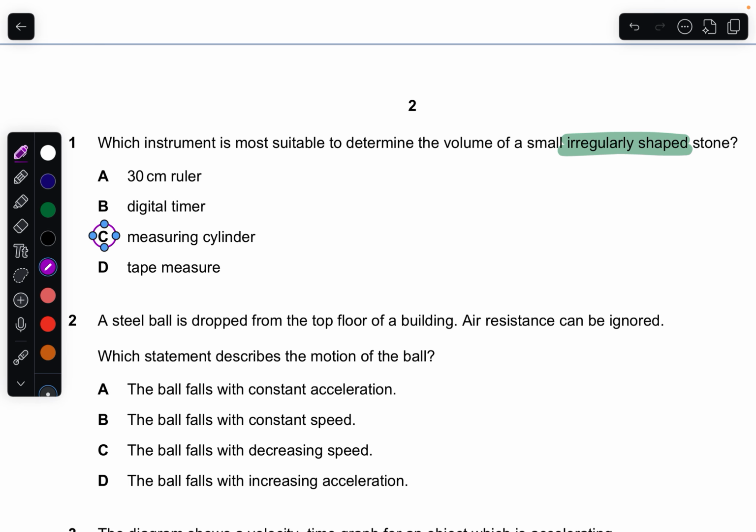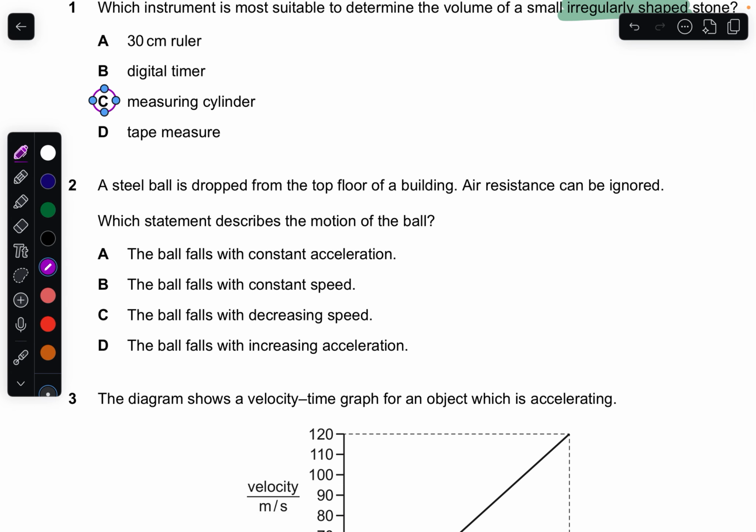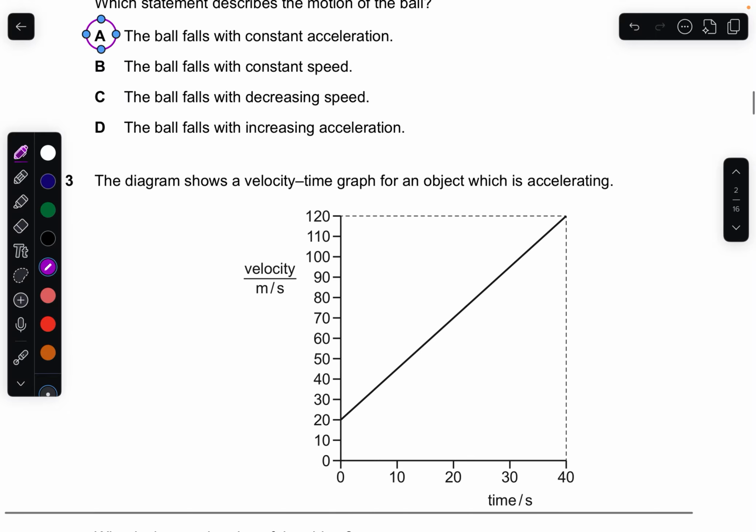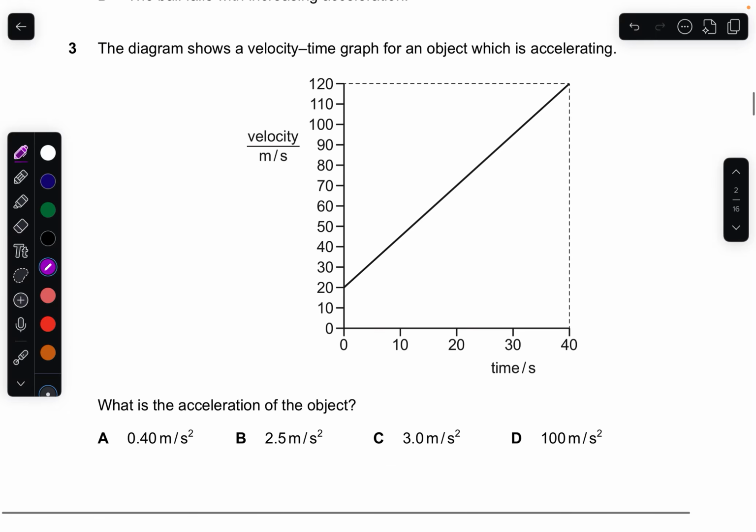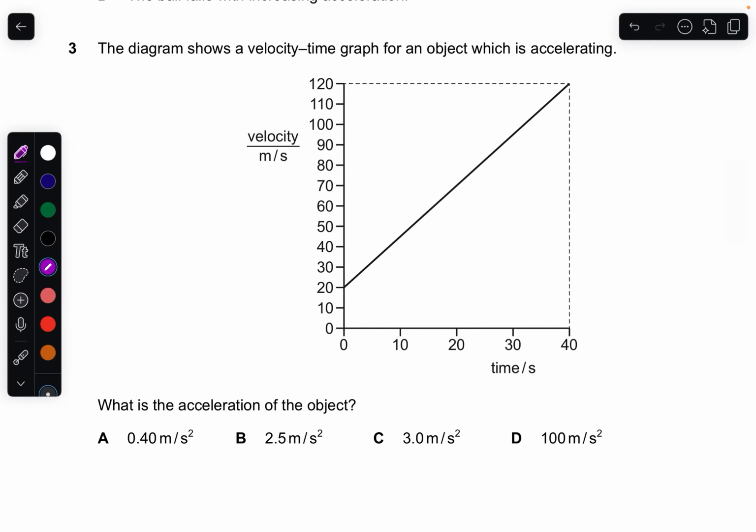Okay. And second question, a steel ball is dropped from the top floor of a building. Air resistance can be ignored. Okay. This statement describes the motion of the ball. So whenever the air resistance is ignored, the acceleration will be constant. Okay. And the next question, the diagram shows a velocity time graph for an object which is accelerating. What is the acceleration of the graph?